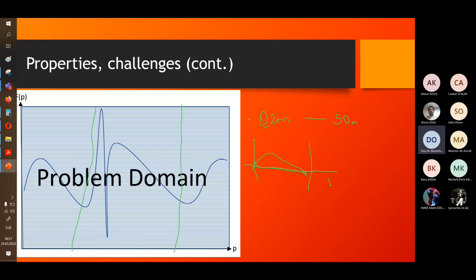Lower boundary is 0.2 meter for a wing, and the upper boundary is 50 meter. How did I get these values? I just intuitively decided on those values, which means randomly.